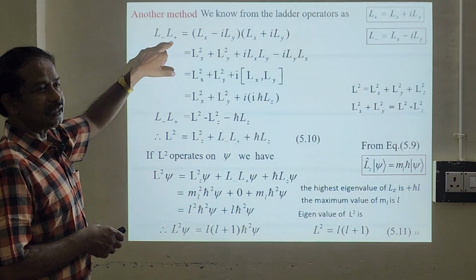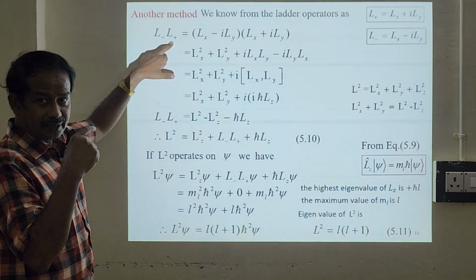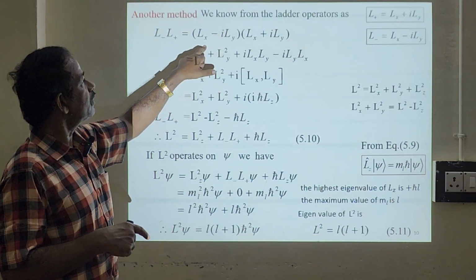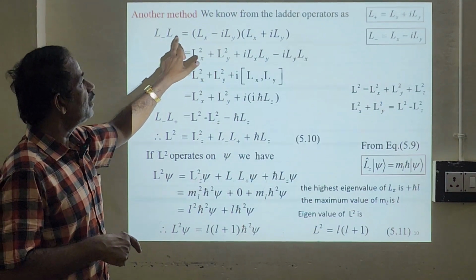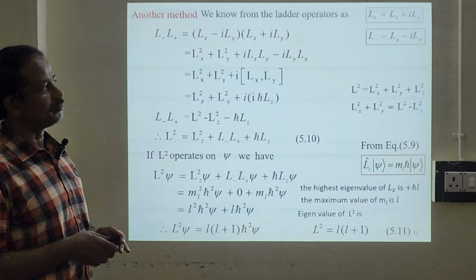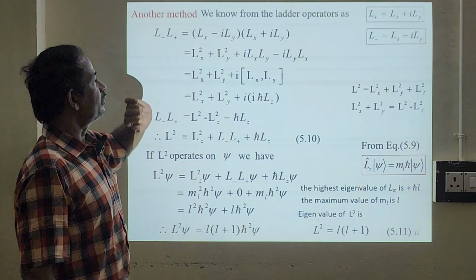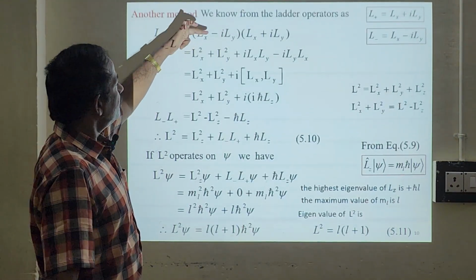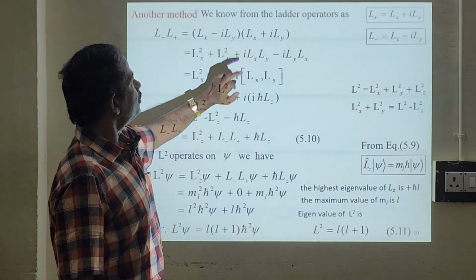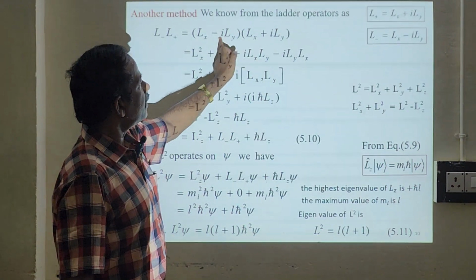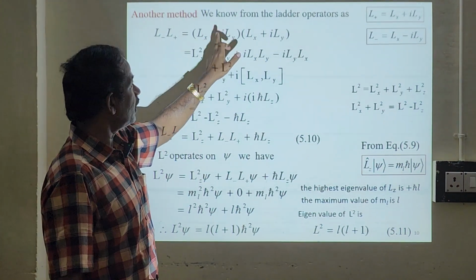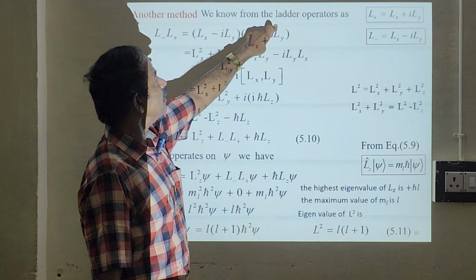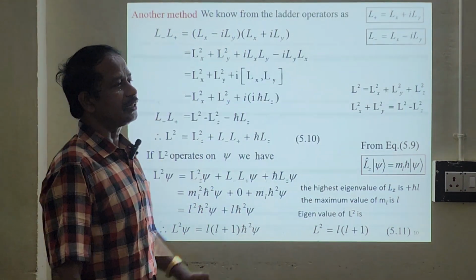So take L minus L plus. These are operators. Instead of L minus, we substitute Lx minus i Ly, and L plus will be Lx plus i Ly. So we will multiply. Lx multiplied by Lx gives Lx square. Now Ly multiplied by Ly: we have minus, and i square will be minus 1, so plus Ly square. Simple one. Now we go for Lx with i Ly, and Ly with i Ly.